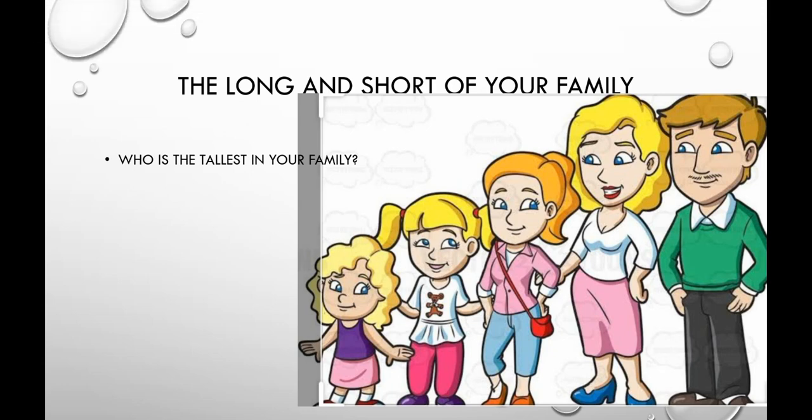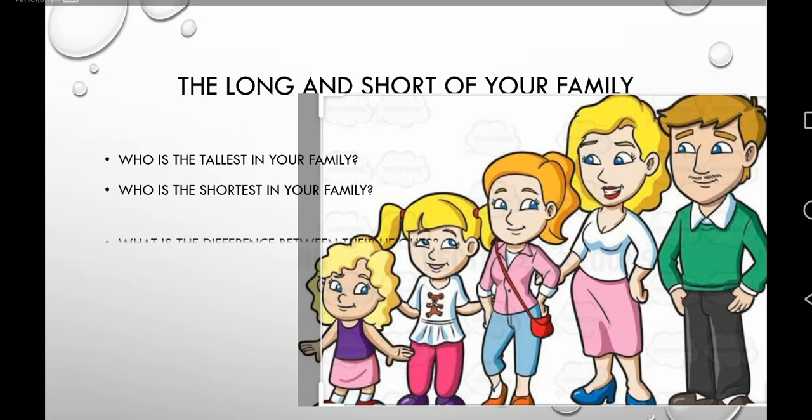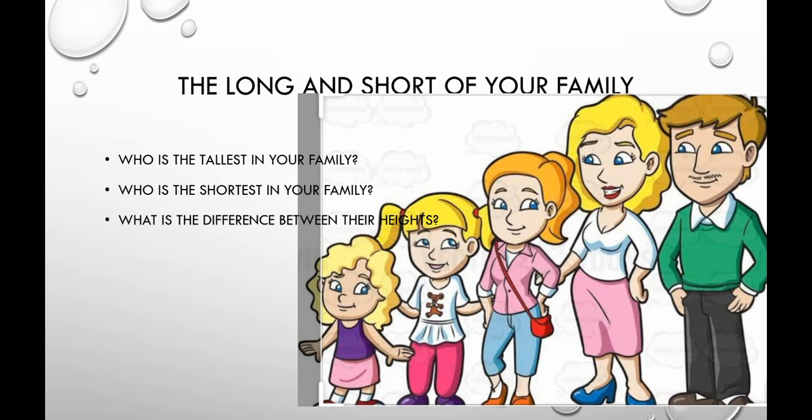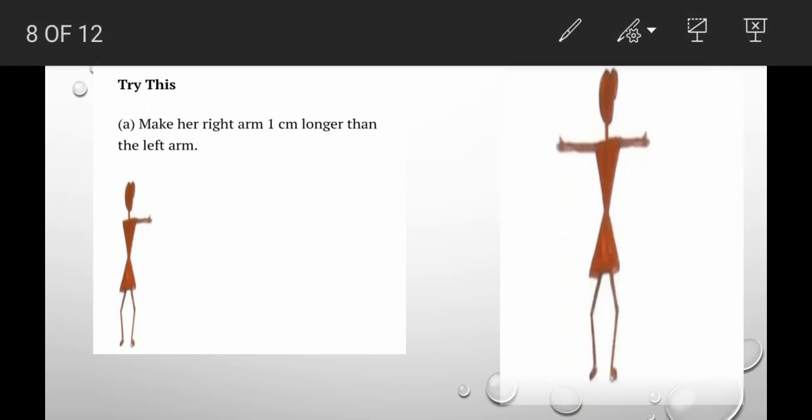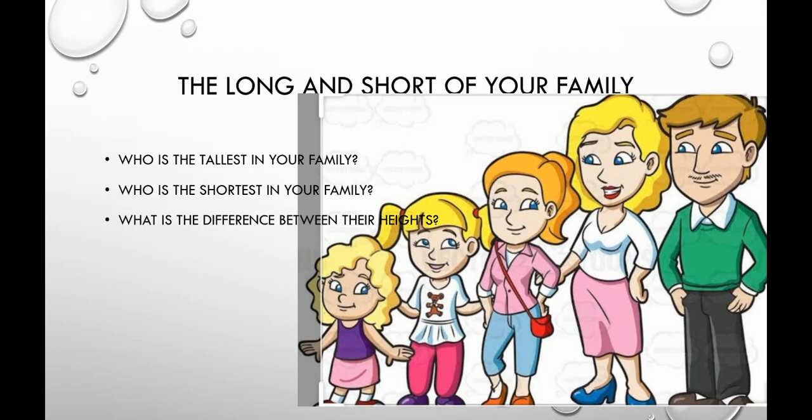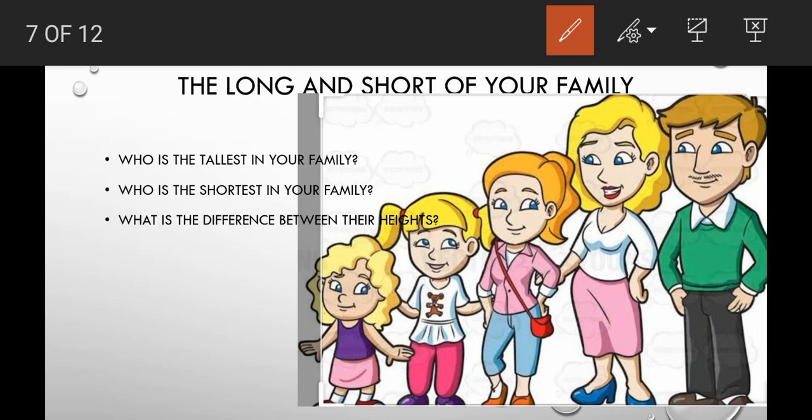Then you have to measure the shortest in your family. That means you have to see who is the shortest in your family. Maybe your younger brother, your younger sister, or maybe you. So write the shortest. Then what you have to do is difference between their heights. Difference means what? You have to subtract. For example, if father's height is 162 centimeter and the younger sister height is 92 centimeter, you have to subtract and write the answer. Okay.